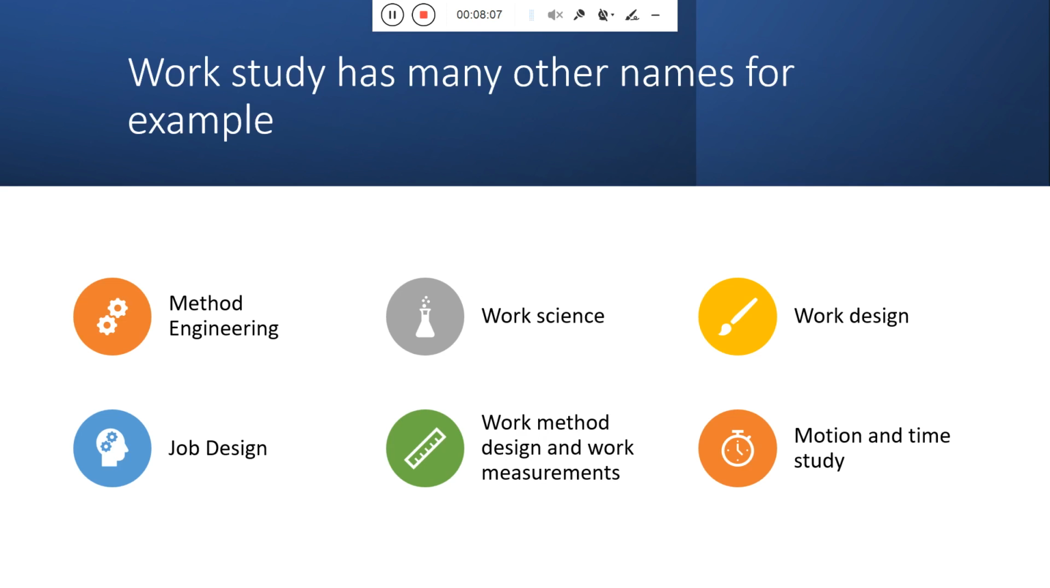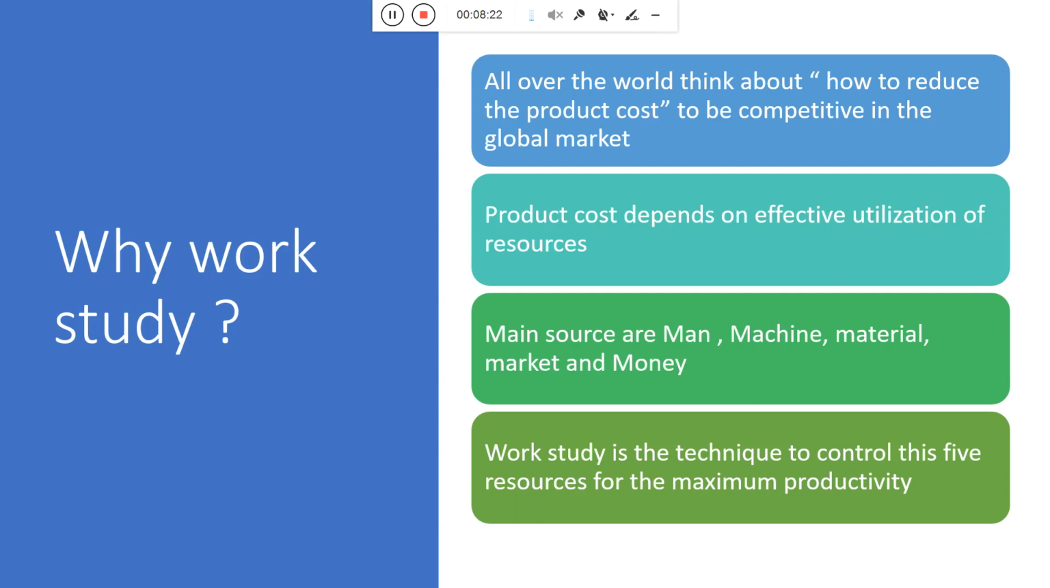And again, work study is nothing but the combination of two things: method study and time study. Work study is a combination of method study and time study, please keep that in mind. So the next point: why is work study needed, what is the requirement of work study, and if we do not apply it, then what happens?